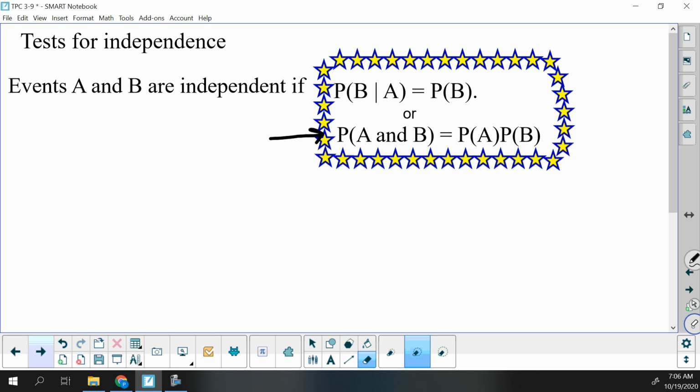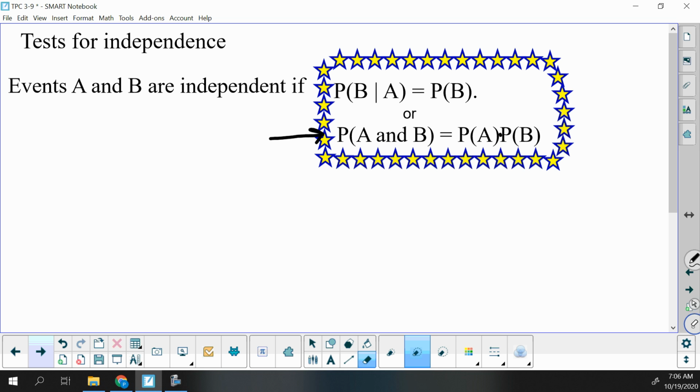So you can take your intersection, the probability of A and B, and you can see if that is the same as your individual probability of A times your individual probability of B. If those are equal, then they are independent. So that's key. This is the test for independence. So when it works out, that means independent. If it doesn't work out, then that is dependent.